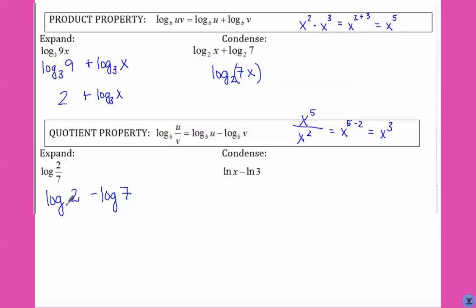And we don't need to show a base because this is our common log. So we don't have to write the little 10, but if you wanted to fill something in, you'd have little 10s down here. But convention is not to write those. Kind of like we just don't write a 1 in front of x when it's just 1x. And if we wanted to condense it, it would be the natural log of x over 3. And again, the first part is the numerator, the second part's your denominator.